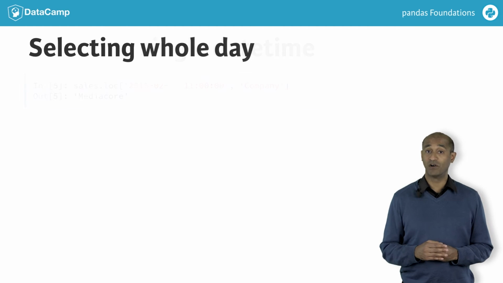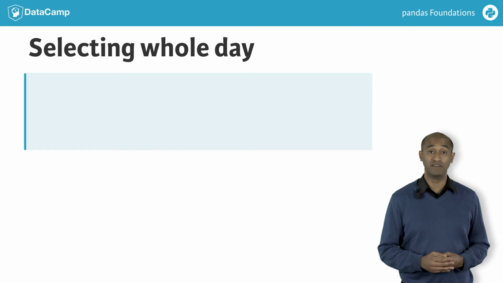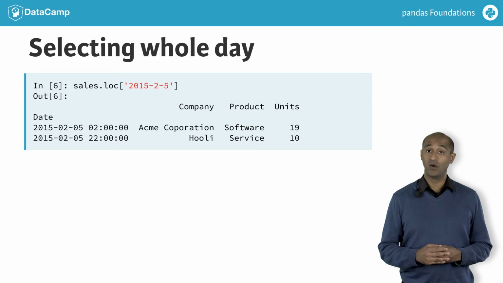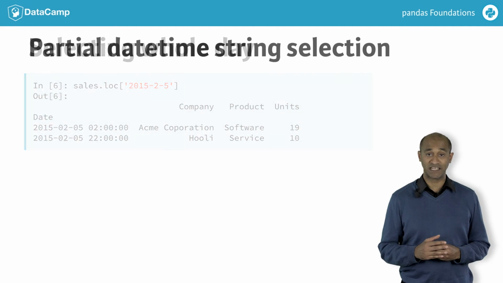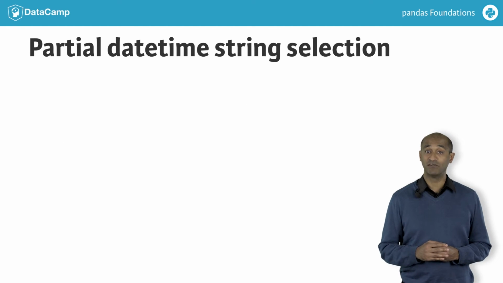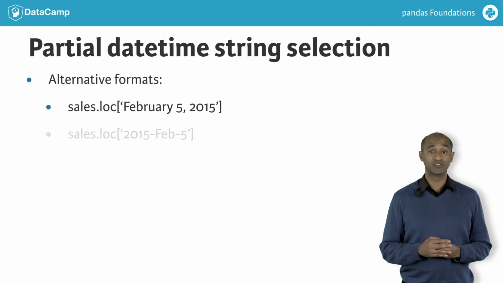When using datetime on the index, Pandas provides convenient ways to select multiple rows. Let's try selecting February 5th. Here, we have 2 rows for the 2 sales events that occurred on February 5th. Notice that we did not specify a column name, so all of the columns were returned. This is called partial string selection, and Pandas supports this in a number of different ways. These are a few alternative formats to select February 5th, 2015.